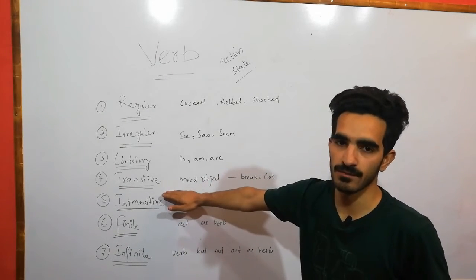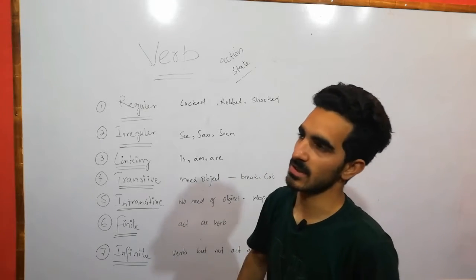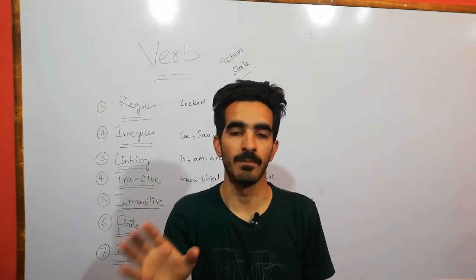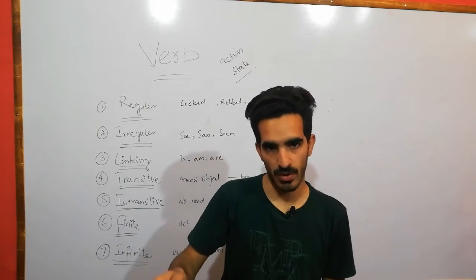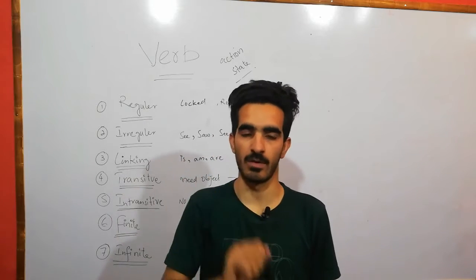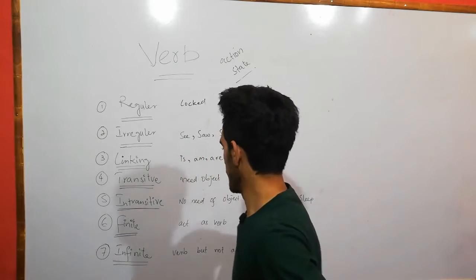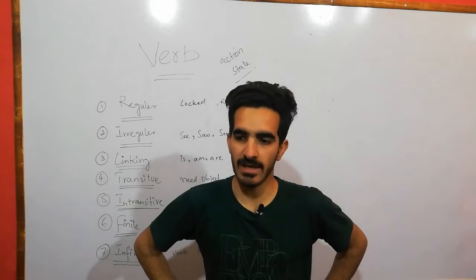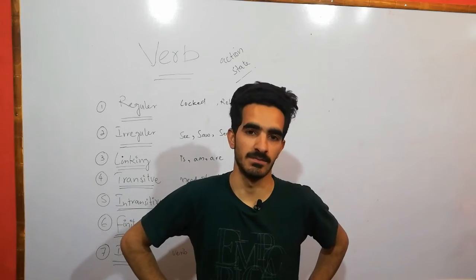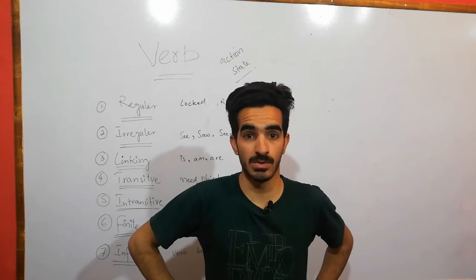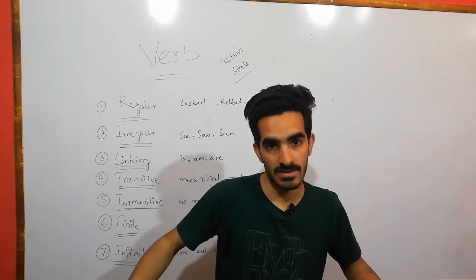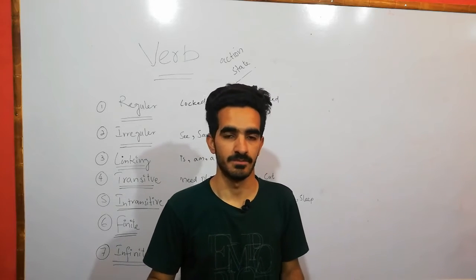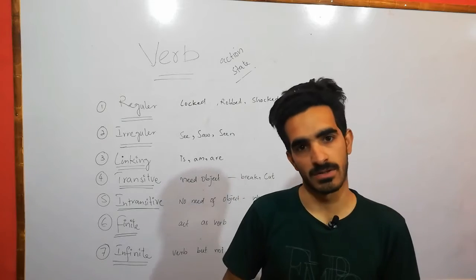Another thing is the transitive verb. A transitive verb is a kind of verb which needs an object to complete its meaning. If there is no object at the end, you will not understand the meaning. For example, I say break, he is breaking. But there is not a complete sense of what he is breaking. He is breaking a news, he is breaking a chair, he is breaking a glass. So an object is necessary and important here. You will not understand it without an object.